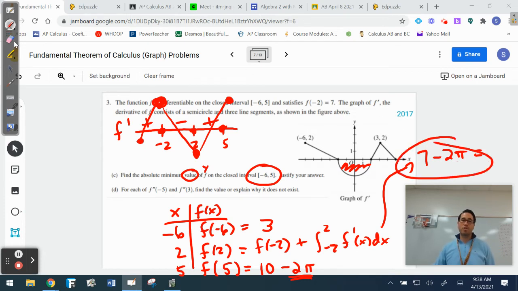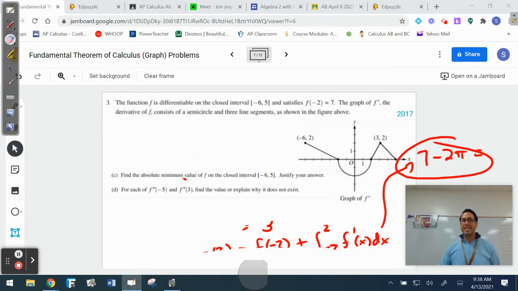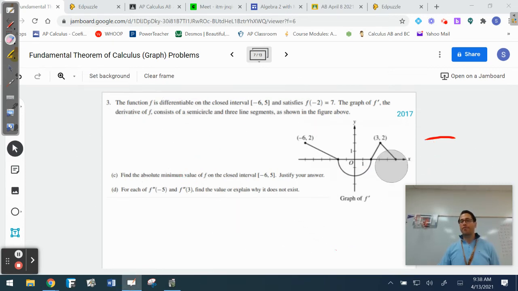Now, that was only worth 2 points. And I think the reason why it was only worth 2 points is because we used a lot of the information that we previously had written down. All right. Whew. For each of f double prime of negative 5 and f double prime of 3, find the value or explain why it doesn't exist.